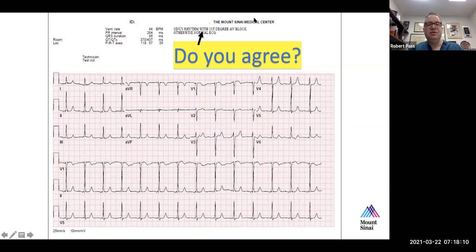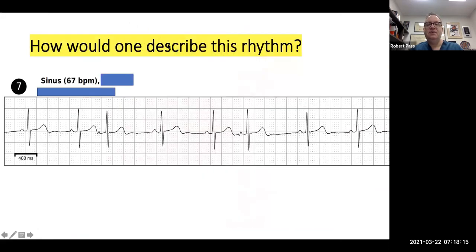So just thought, never trust your computer. Okay. A lot of EKG tracings today.